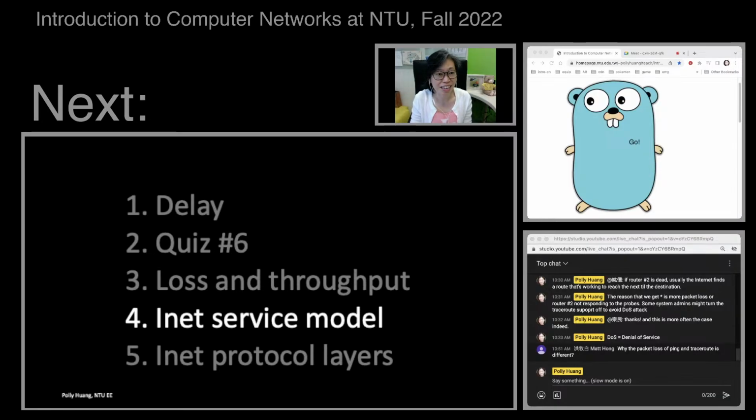All right, so that's the last metric. Key point: the throughput is determined by the bottleneck link, the bandwidth of the bottleneck link.